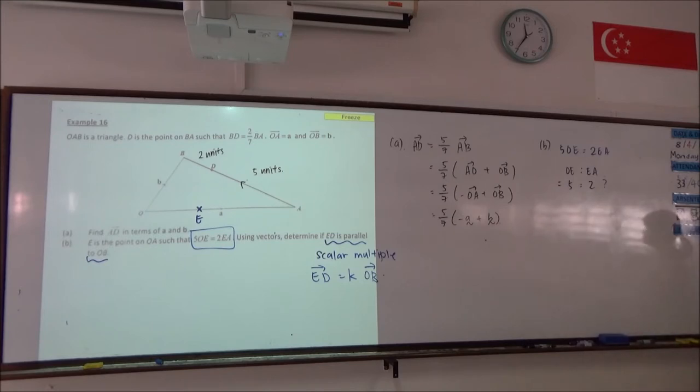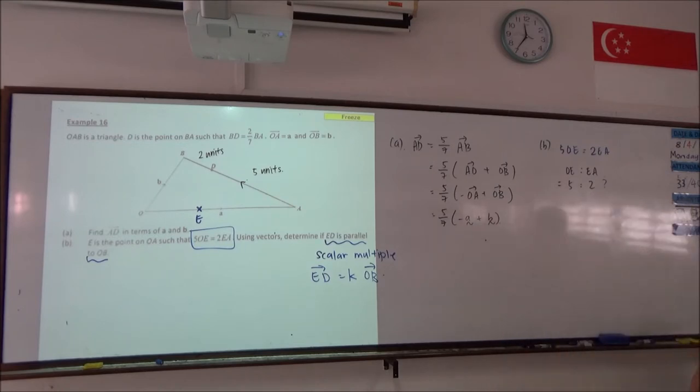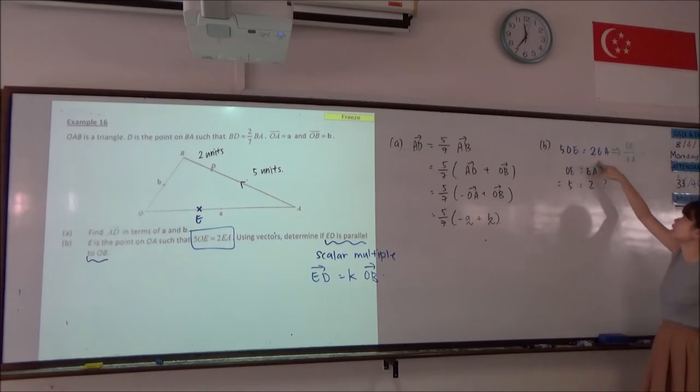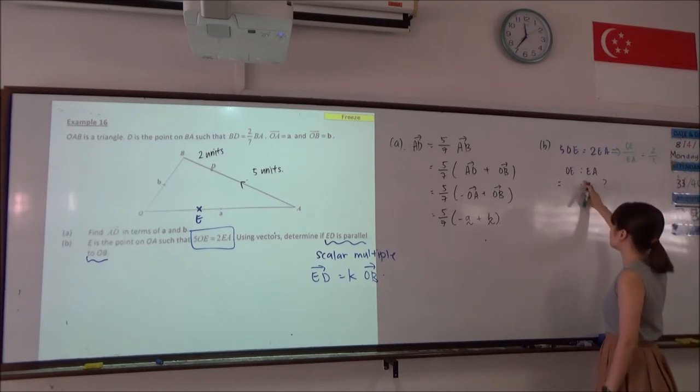It's inverse, right? Why inverse? What do you mean by inverse? The OE is 2, then EA is 5. Okay, and you got that from logic. Great. From here we can manipulate OE over EA: divide both sides by 5 and that is equals 2 over 5. Therefore the ratio between OE and EA is actually 2 over 5.